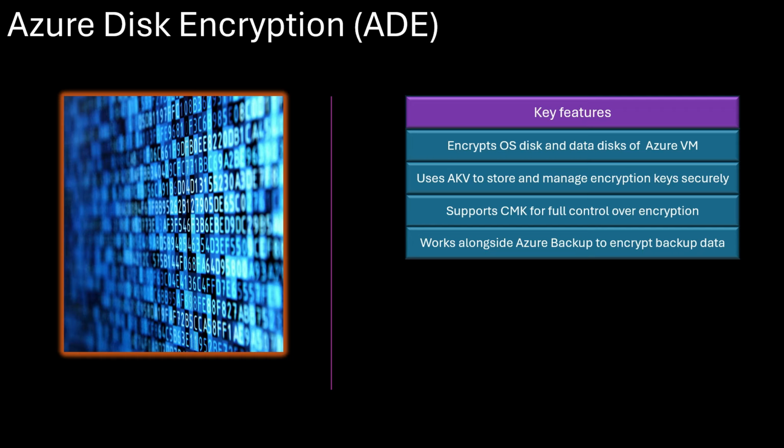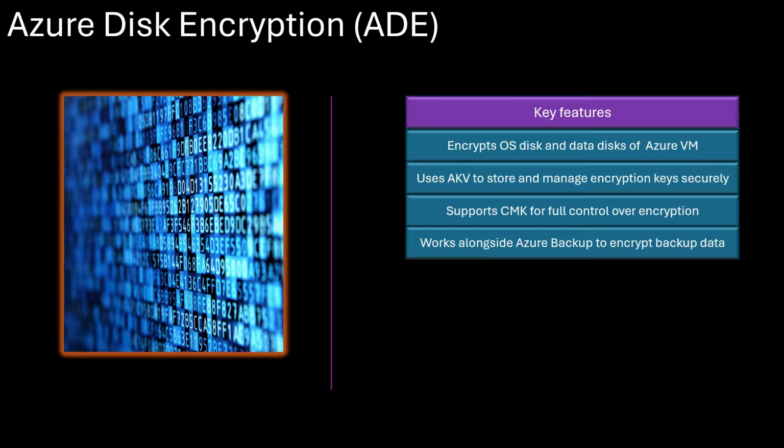Azure Disk Encryption is designed for infrastructure as a service virtual machines and provides full disk encryption using BitLocker for Windows or DM-Crypt for Linux. Using ADE, you can encrypt the OS disk and data disk of Azure virtual machines. ADE uses Azure Key Vault to store and manage encryption keys securely. ADE supports customer managed keys for full control over encryption.